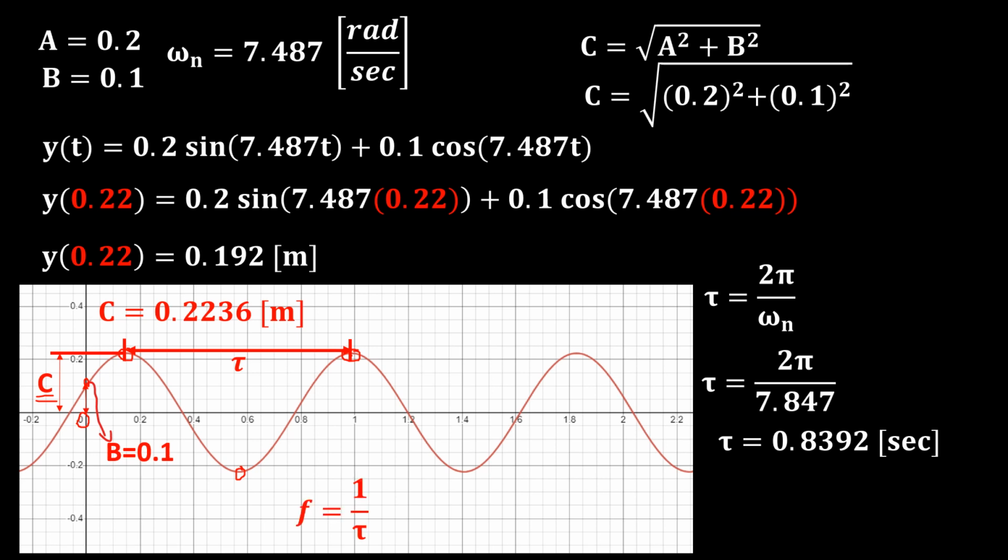That is the time required for the block of mass to complete one cycle. So the frequency is what? It is the reciprocal of the period, or the reciprocal of time, which is 1 divided by 0.839, equal to 1.19 hertz. So what does 1.19 hertz mean? It means this is how many cycles this system can do in 1 second. Can you imagine this system doing 60 hertz? 60 complete cycles.